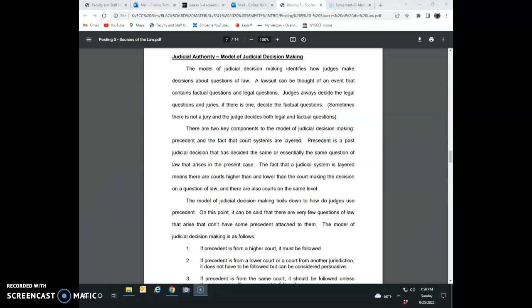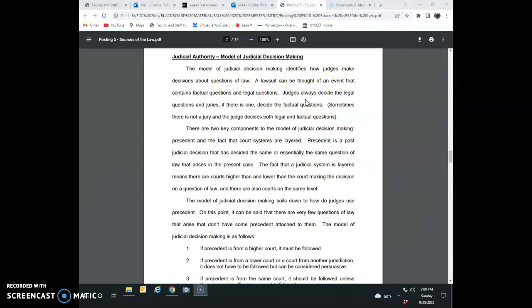Number one, judges operate in the context of a lawsuit, so that whenever a judge in the American legal system is doing business, that judge is presiding over a lawsuit. It could be a civil lawsuit, it could be a criminal lawsuit. And what we have to first appreciate is that in a lawsuit we can have questions of fact and questions of law. As I have said here, a lawsuit can be thought of as an event that contains factual questions and legal questions.